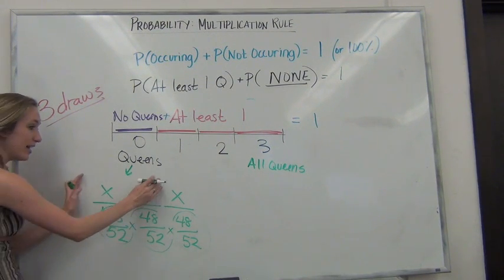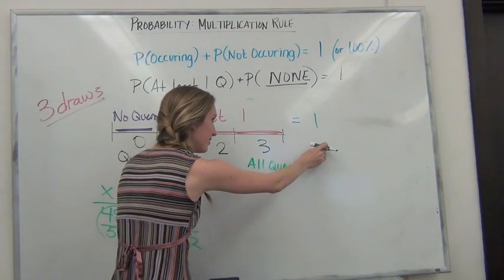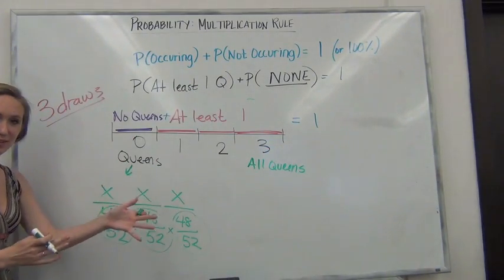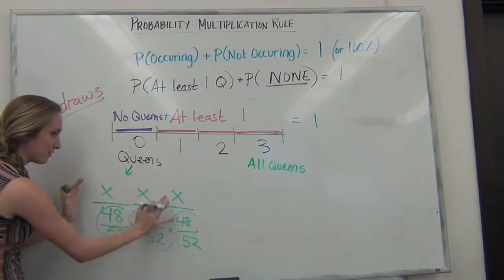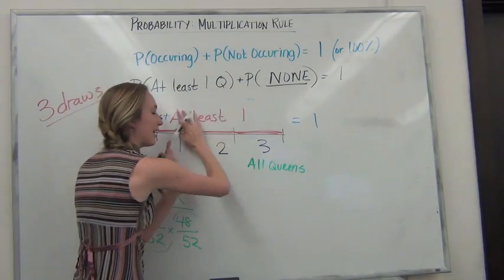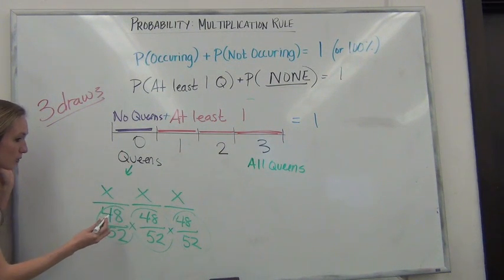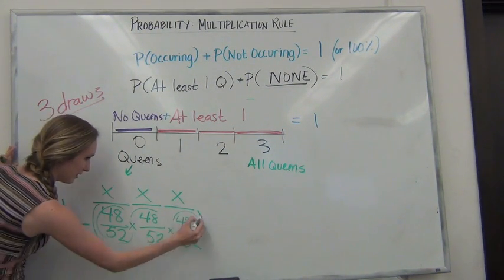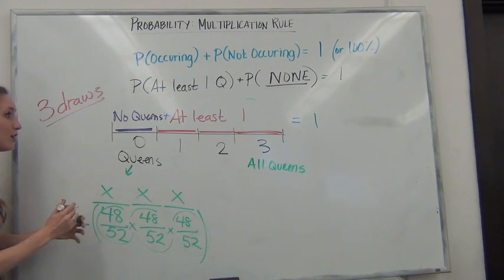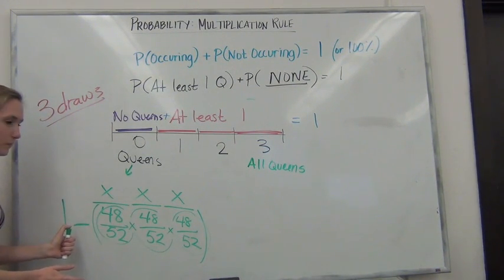And if we know that this together with this equals 1, that's the best way to figure out at least 1, right? We can just subtract this from 1 to solve for at least 1. Do you see how that works? So the probability of getting at least 1 queen would be 1 minus no queens. Does that make sense? Any questions on this? No.